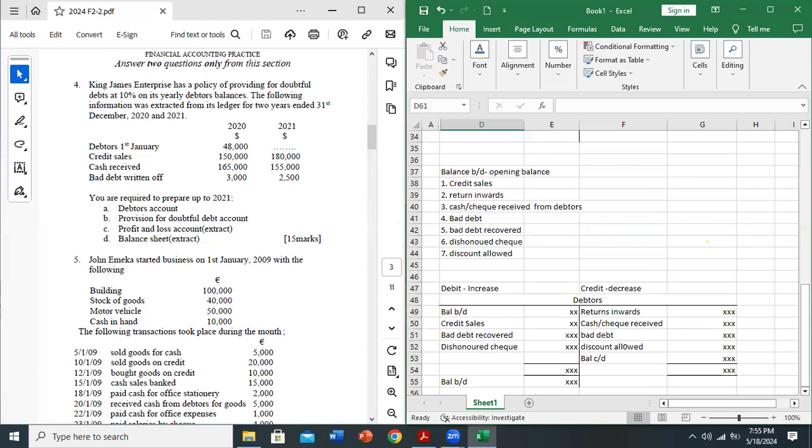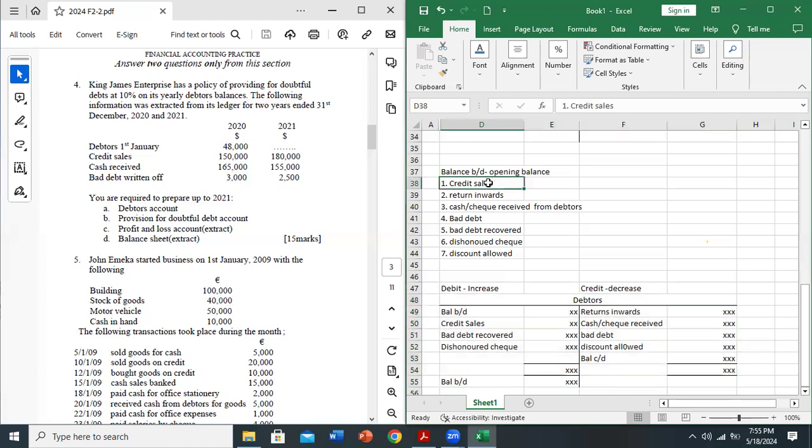Please, you see the balance, the credit sales and the returning was. How did you get them? For this one, we are just looking at the general debtors account. So we're looking at all possible items affecting debtors. So we went through.